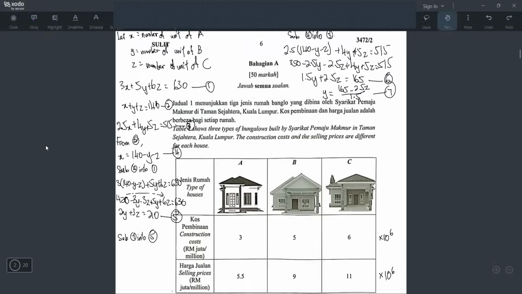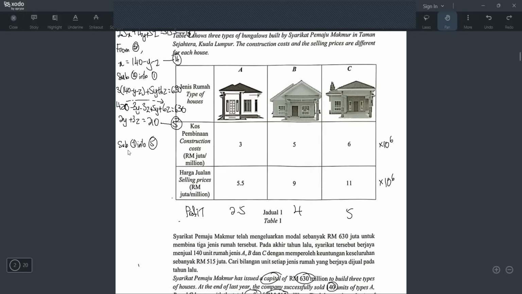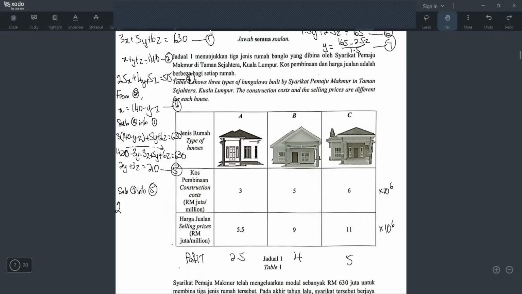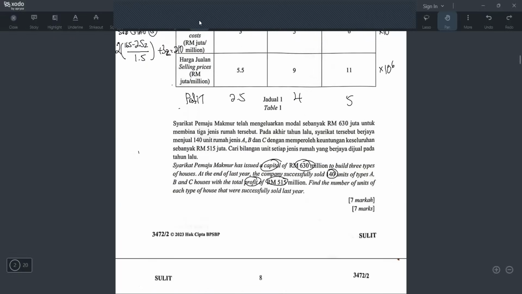right? And then you substitute the other equation 7 into 5 here, right? So now it becomes 2y, but the y I already find here, right? It's 165, right? So 165 minus 2.5z over 1.5, and then plus 3z equals to 210. So like this, baru betul. Okay, now we can keep going from here.